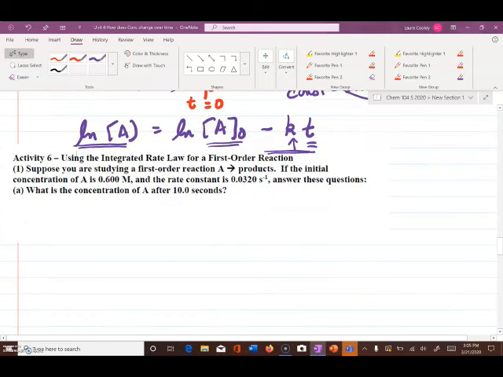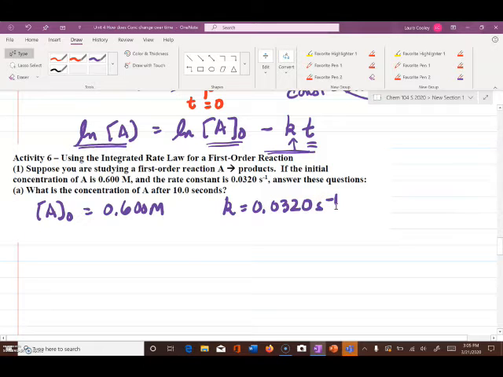So that's what I'm going to use activity 6 for. So here we have a reaction. A goes to products, and it's giving you what the initial concentration of A is. It's 0.6 molar. And it's telling you that the rate constant is 0.0320 inverse seconds. And I actually never went over the units of a first order rate constant. So I may as well do that just to show you.